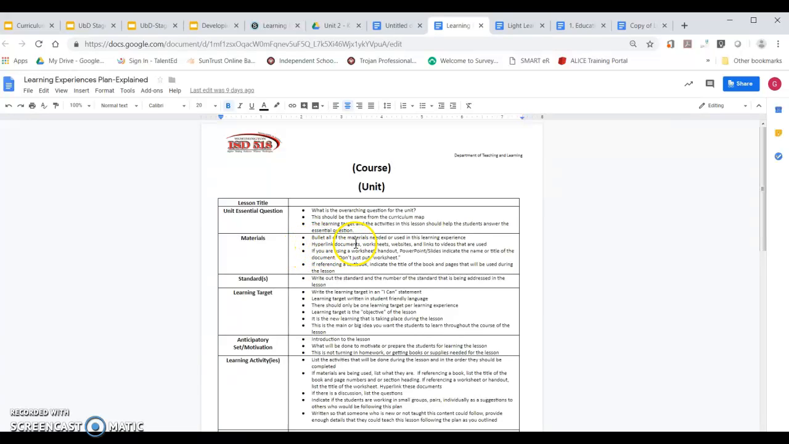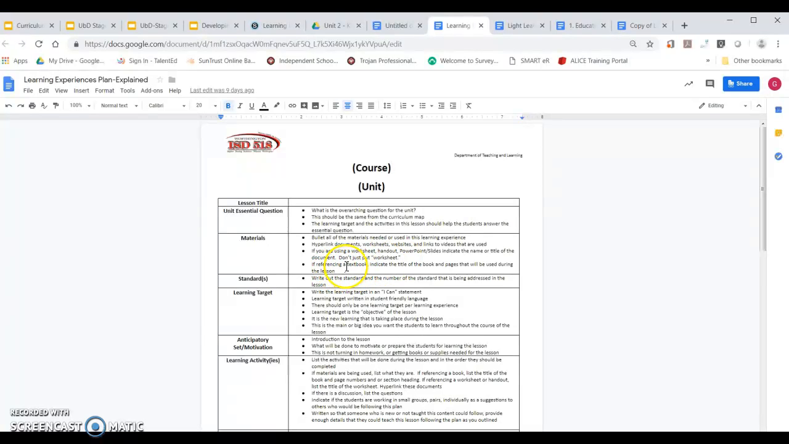Materials: put a bulleted list of the materials that we use during this learning experience. If that is something electronic, we do want to have it hyperlinked. So if you have a worksheet, put the worksheet in this folder also, and then also put the hyperlink in there so that we have easy access to it. If you're using a worksheet, handout, or PowerPoint, indicate the name or the title of the document and don't just put worksheet. When someone goes back and looks at this and it just says worksheet, they don't really know what that worksheet is. So if you have a title for that worksheet, that'll make it easier for us.